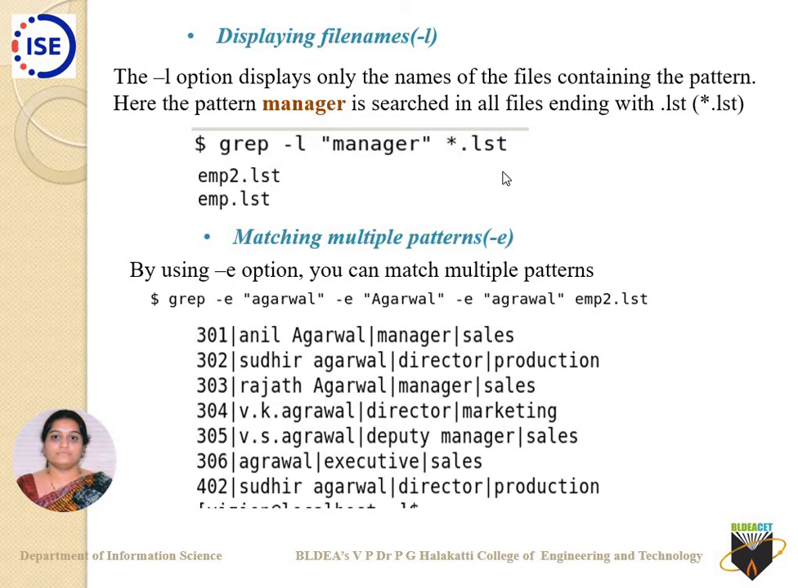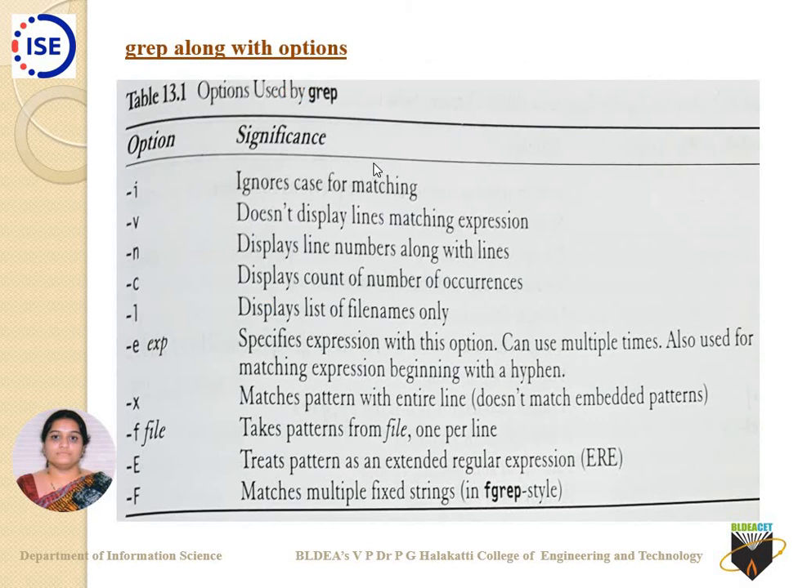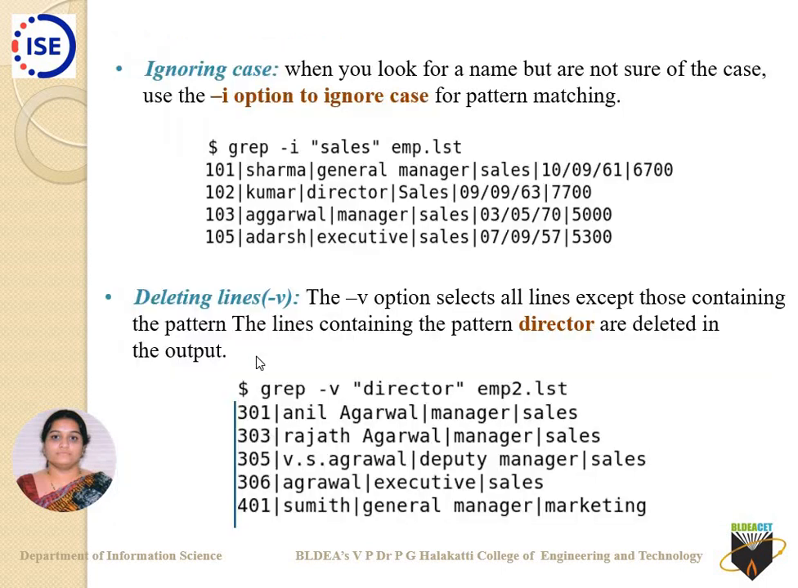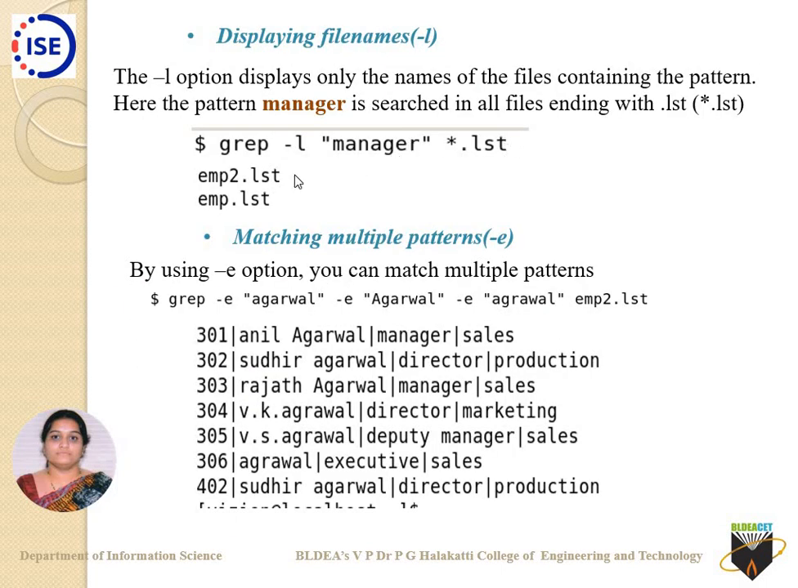I want all those file names with the extension .lst which contain this particular pattern, manager. That's why you can see here I have considered 3 files. Where all has manager appeared, you tell me? Has it appeared here? No, it has not appeared in emp.lst. It has appeared in emp2.lst. So what will be the output for -l as an option? It will display the file names in which manager has appeared. So manager has appeared in emp.lst as a file and emp2.lst as a file, so it has appeared in both of them here.